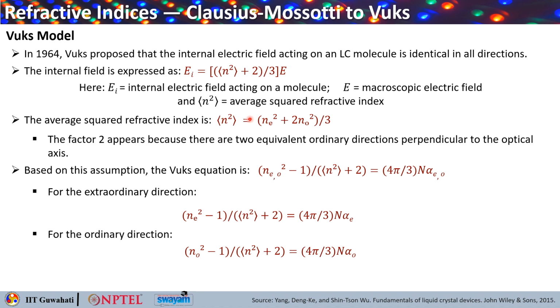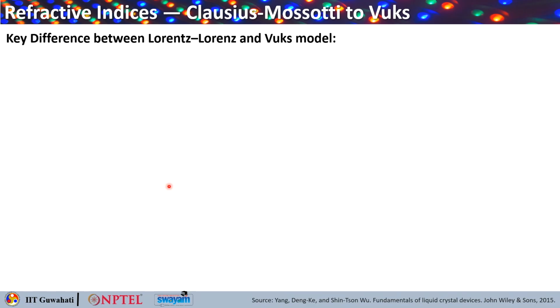Now based on this assumption for n squared, you can write the Vuks equation as: Ne or No, whole squared, minus 1, divided by the averaged n squared plus 2, equals 4 pi by 3 times N times alpha E or O. So how do you read this equation? For the extraordinary direction you take the extraordinary polarizability and extraordinary refractive index. For the ordinary direction you take No and alpha O from this equation, right? This is how it looks.